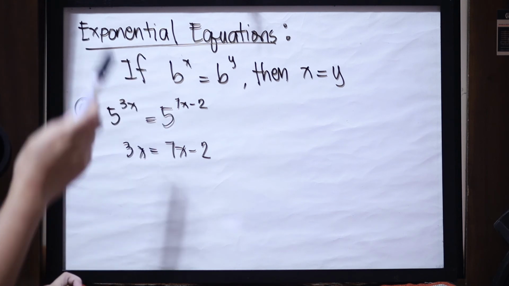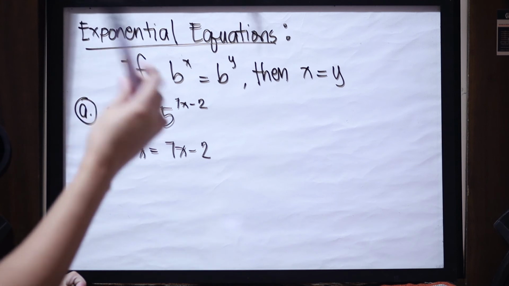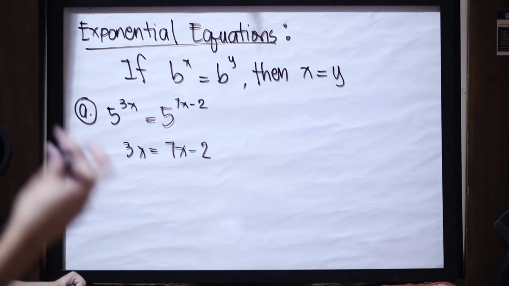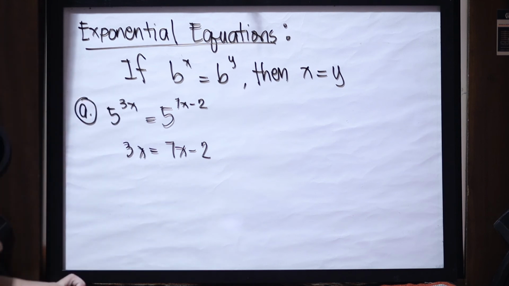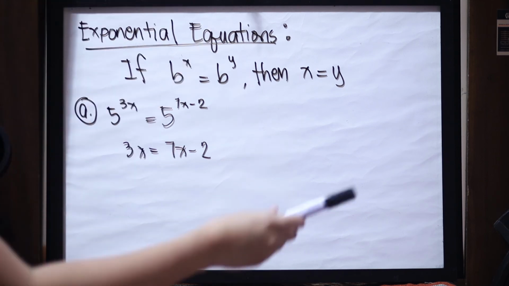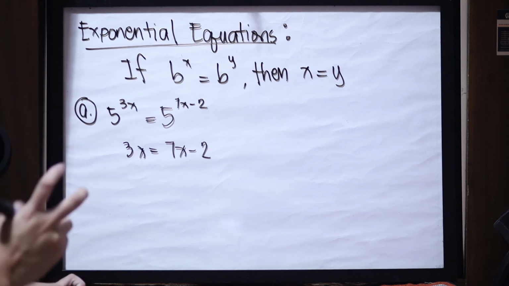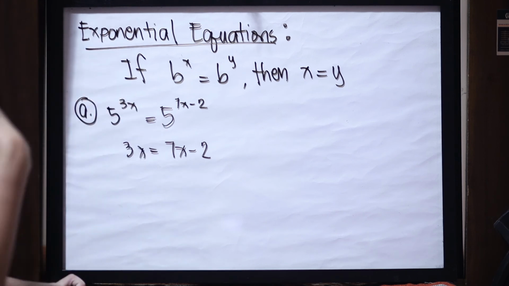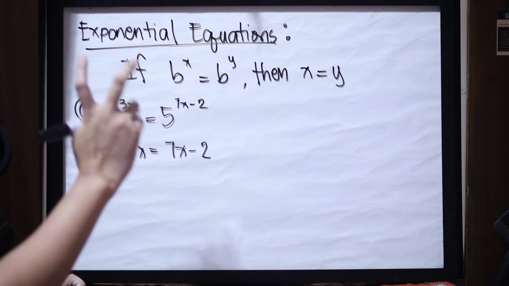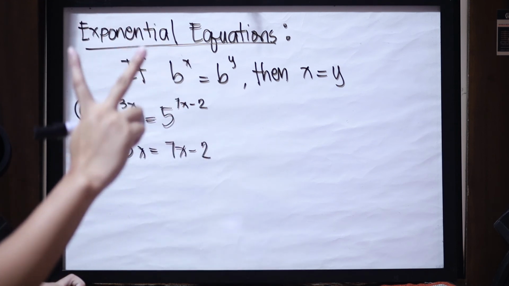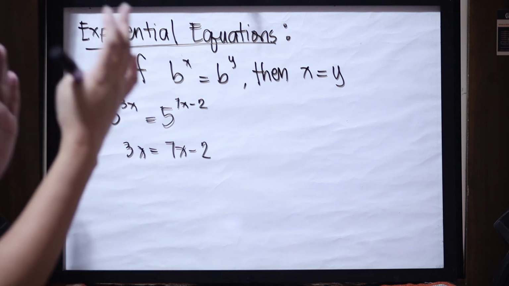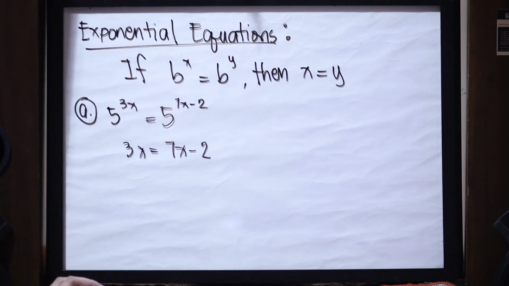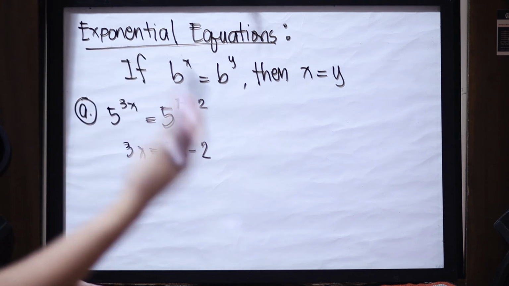Again, paano ulit yun, ma'am? Kunwari, ang given ay 5 raised to 3x is equal to 5 raised to 7x minus 2. Una, check nyo, isa lang ba yung base na nasa left side? Isa lang. Isa lang ba yung nasa right side? Isa lang din. Sunod na check, pareho ba yung base nila? Oo, pareho. So, kung pareho, ibig sabihin, their exponents are also equal. So, if the base is the same, then you can say that the exponents are also equal. Kaya natin nasabi na 3x is equal to 7x minus 2.